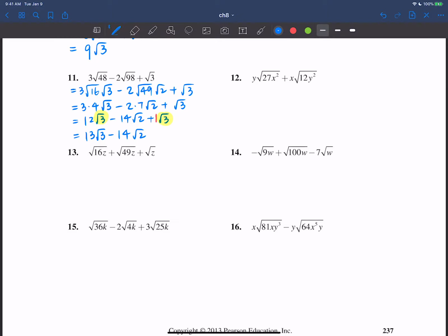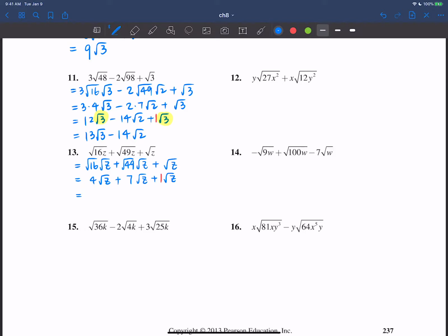Number 13. For number 13, we apply the same idea. I will break 16z into radical 16 radical z plus, same idea, radical 49 radical z plus radical z. The first part becomes 4 radical z. Second part is 7 radical z. And last part is simply radical z with the invisible 1 in the front.